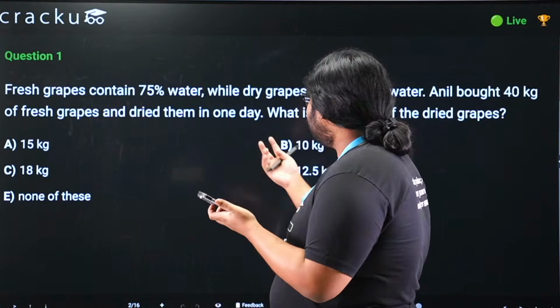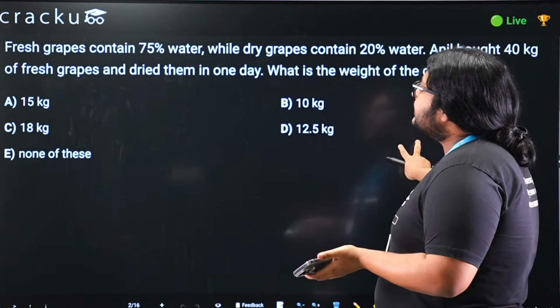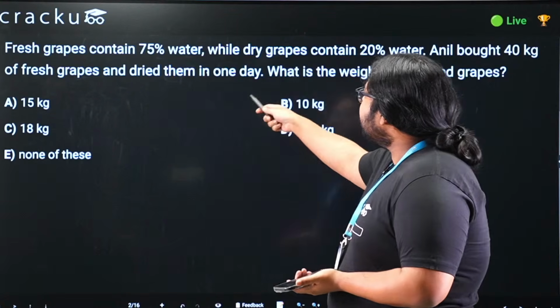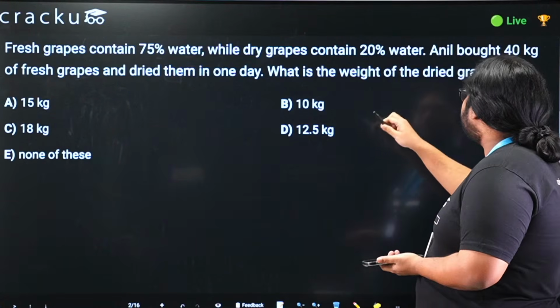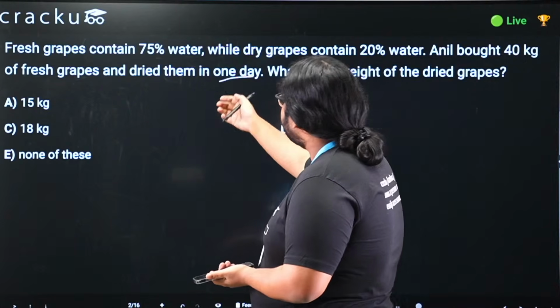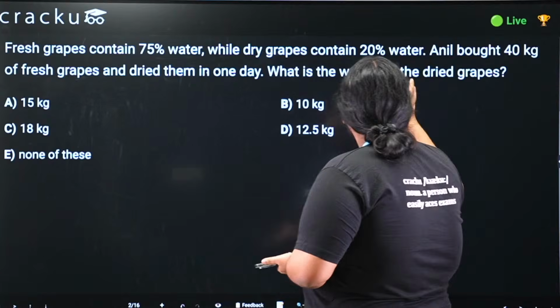I think D might be the correct answer. Let's see. The question says fresh grapes contain 75% water, while dry grapes contain 20% water. Anil bought 40 kgs of fresh grapes and dried them in 1 day. What is the weight of the dried grapes?